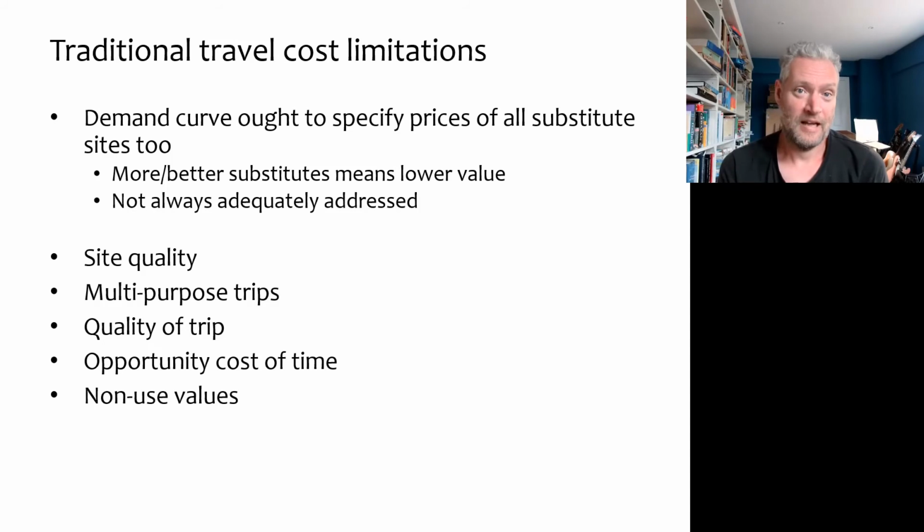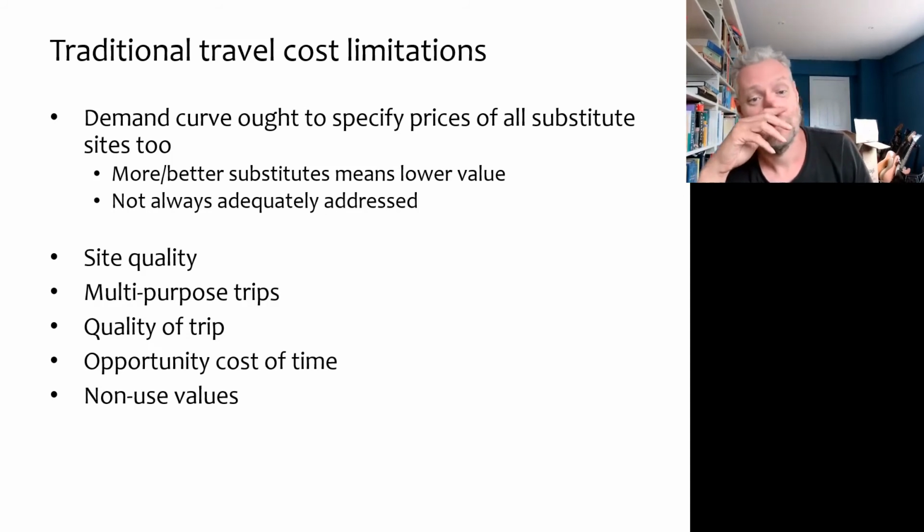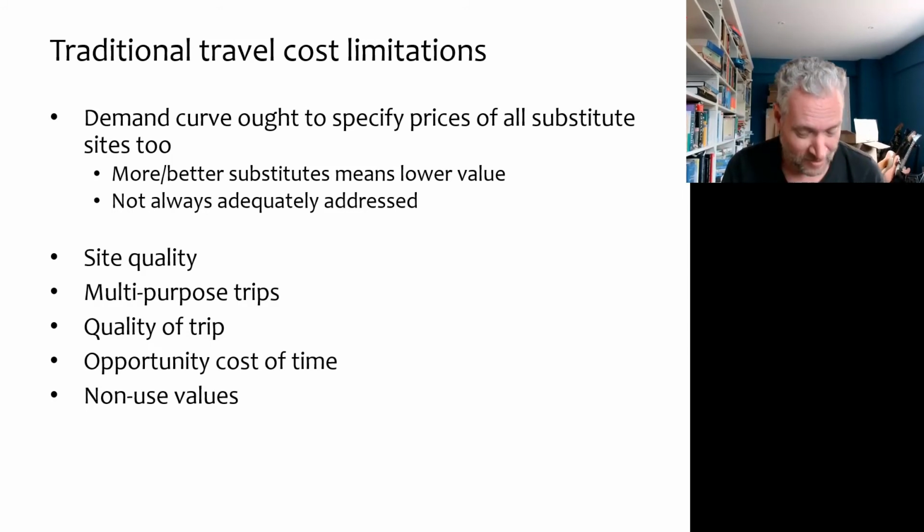And because you look at an individual site, it's impossible to include site quality because there's nothing to compare. Multi-purpose trips are difficult. In some cases, people specifically travel to a specific site. That's the only reason for their trip, and then all their cost, all their travel time and all their travel expenditure, is attributable to that particular act of recreation.